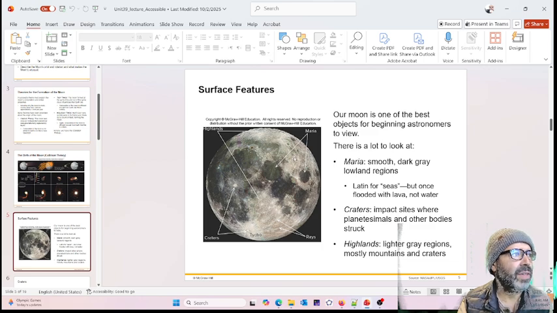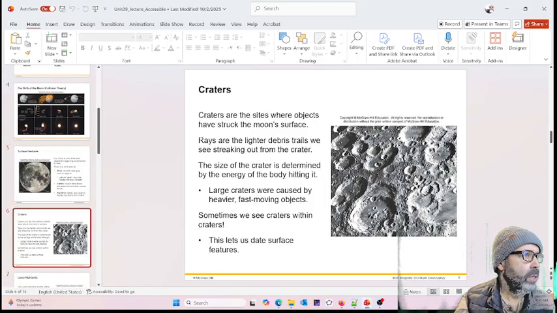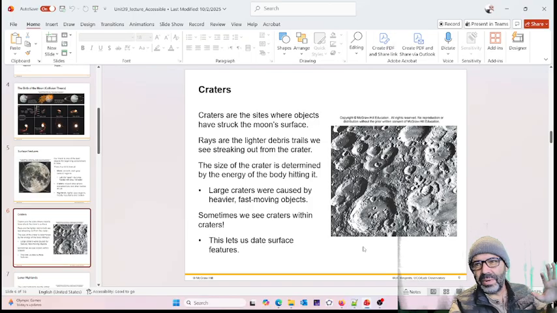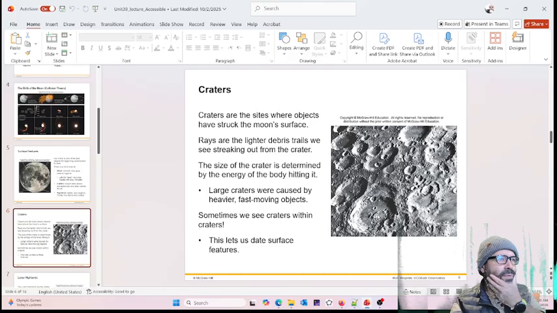In addition to that, you have the highlands, the rest of the bright region, the lighter gray regions. These are also full of impacts, although these impacts are slightly smaller. If you zoom in on the surface, you see these craters. We're going to come back to the Marias, but the point here is that this is heavily cratered. I'm not talking about the Marias, I'm talking about the highlands, for example, or even the craters themselves.